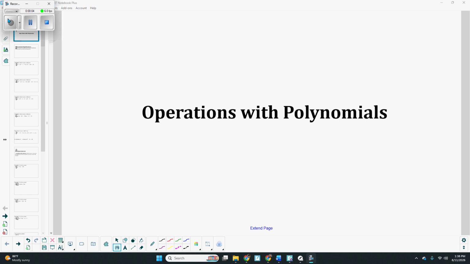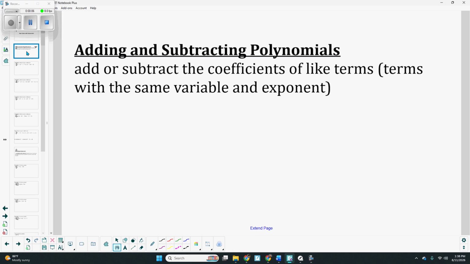Today's lesson is about operations with polynomials. So we'll start out with adding and subtracting polynomials. To add or subtract, we're going to combine the coefficients of the like terms. So that's terms with the same variable and same exponent.